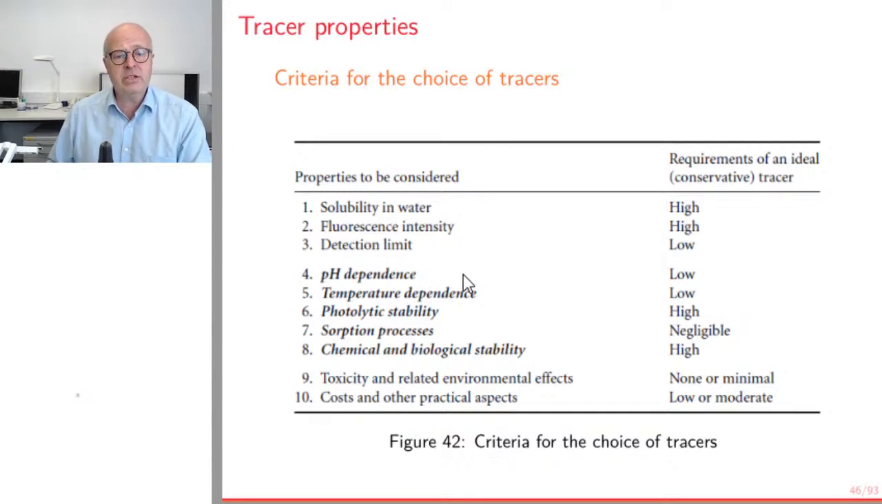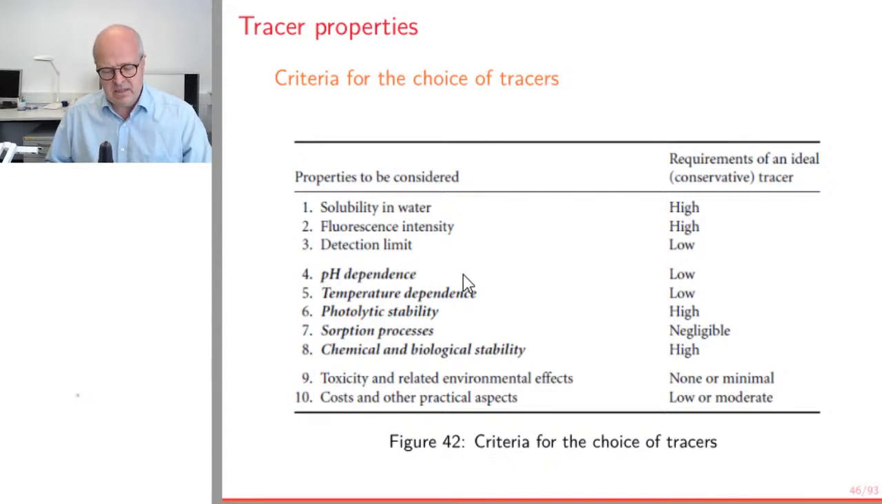It should have a low pH dependence. It should have a low temperature dependence. It should be photolytically stable, so not be degraded by sunlight. It should not have strong sorption, and it should be chemically stable. The question was there, can we mix tracers? Yes, if they are chemically stable. They don't interact? Yes. It should not be toxic, very important, and it should be cheap. So these are the 10 dimensions in which you evaluate tracer properties. This is the key list that you evaluate.